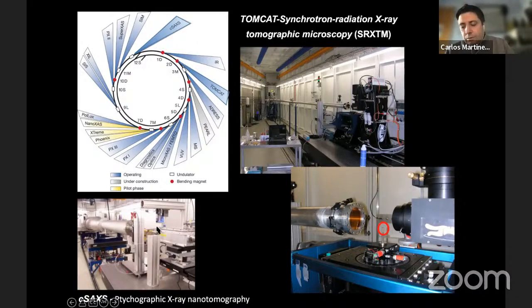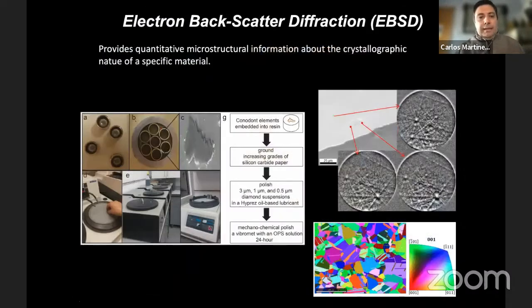With this, we try to combine both the general distribution of the tissues using TOMCAT, and then go into a specific part of the conodont, because the cSAXS has a very important constraint with the size of the sample. We need to go to a sample of less than 100 micron size, so we just focus on the tip of the conodonts. As I said, we combine this with electron backscatter diffraction, trying to provide quantitative microstructural information about the nature of the white matter.